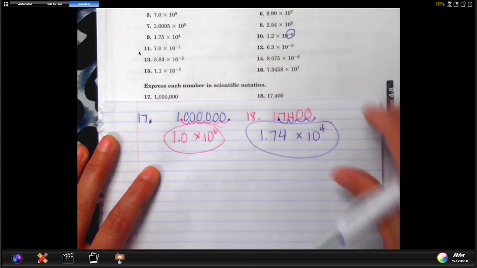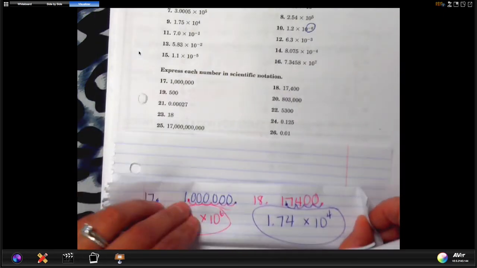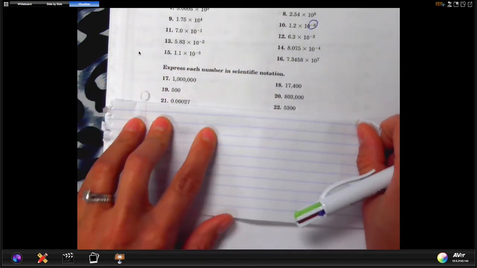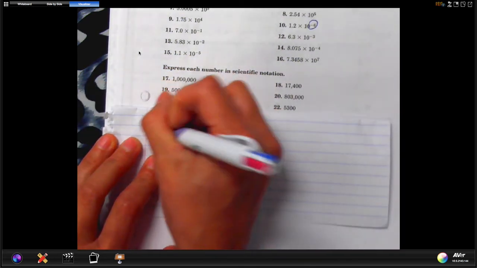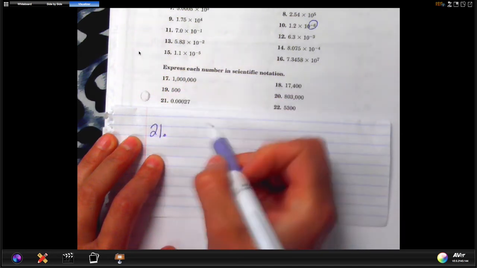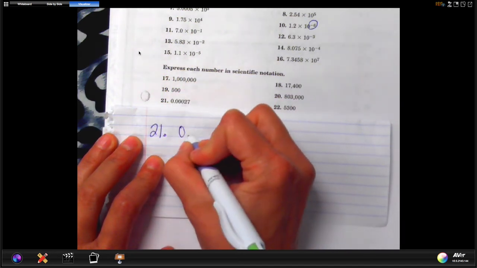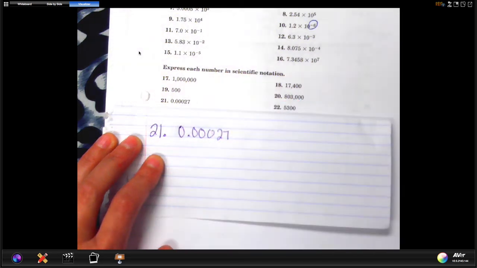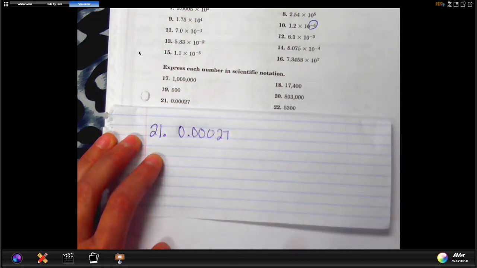All right. Just to make sure you're doing everything correctly, let's do the last one that's like the other way. Let's look at number 21. The difference with number 21 is we now have a decimal. We have a small number. So small is going to be a negative exponent.